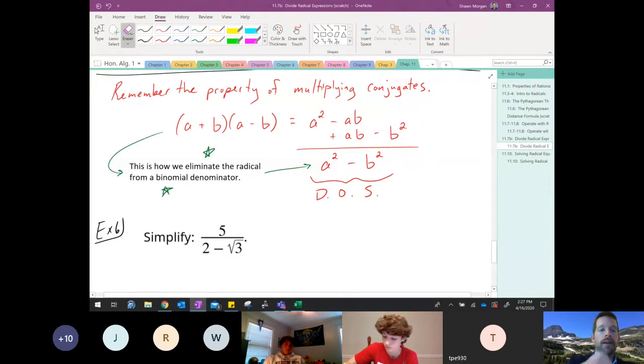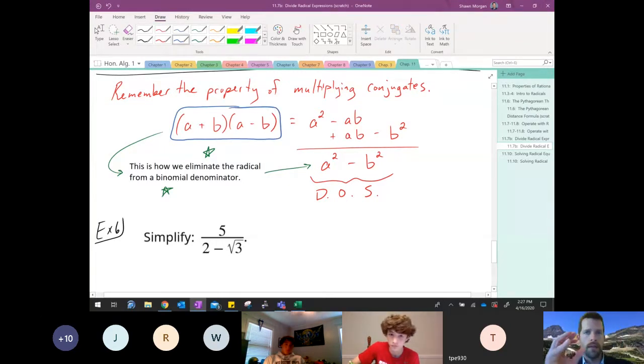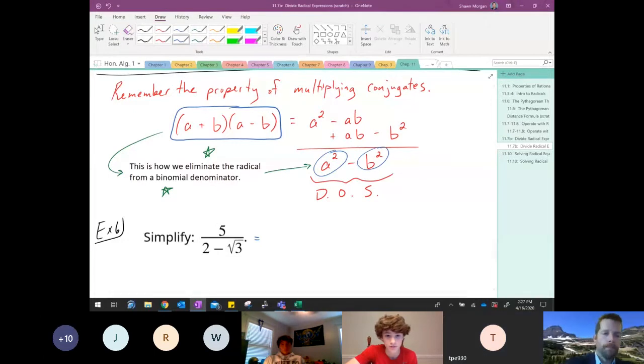What's going to help you here is recognizing that if I multiply a binomial times its conjugate, the difference of squares is the result. And when I square a square root, that radical is going to go away. So what would the conjugate of my denominator be in this case? 2 plus the square root of 3. That's going to be my clever form of 1.